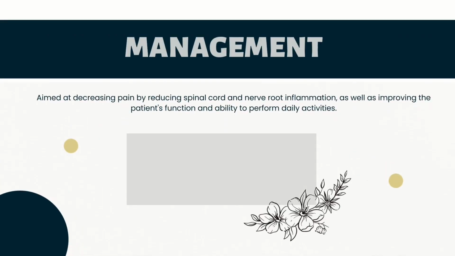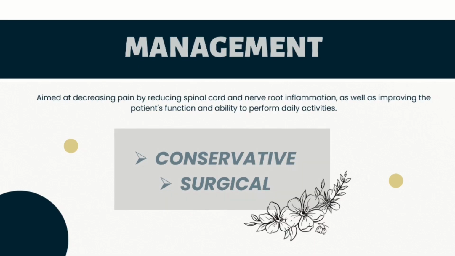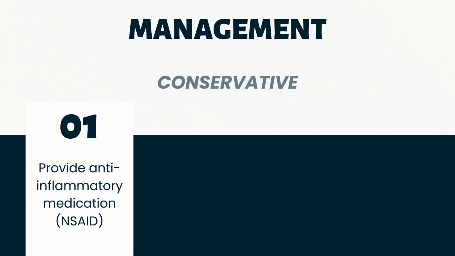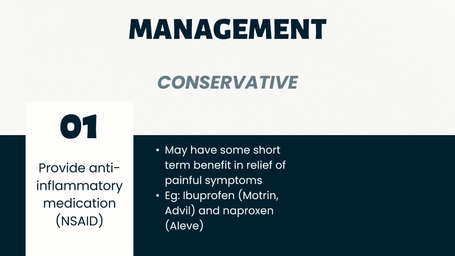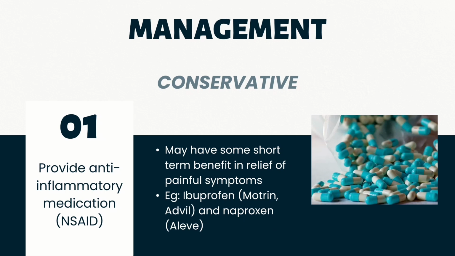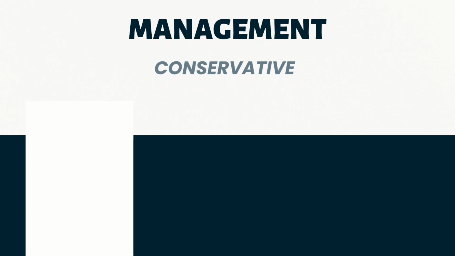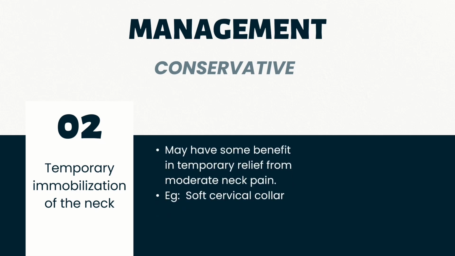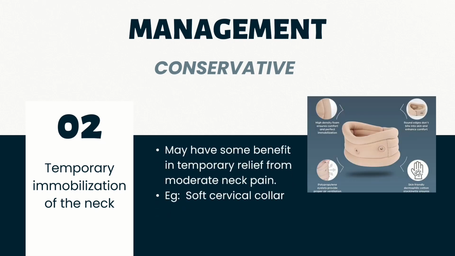So, there are a few management strategies that can be given to the cervical myelopathy patient, divided into conservative and surgical. The aims of management are to decrease pain by reducing spinal cord and nerve root inflammation, as well as improving the patient's function and ability to perform daily activities. First, for conservative treatment, the doctor can prescribe anti-inflammatory medication such as ibuprofen and naproxen. This type of medication may have some short-term benefit in relief of painful symptoms. The other conservative treatment is temporary immobilization of the neck. This may have some benefit in temporary relief from moderate neck pain, for example, using a soft cervical collar.